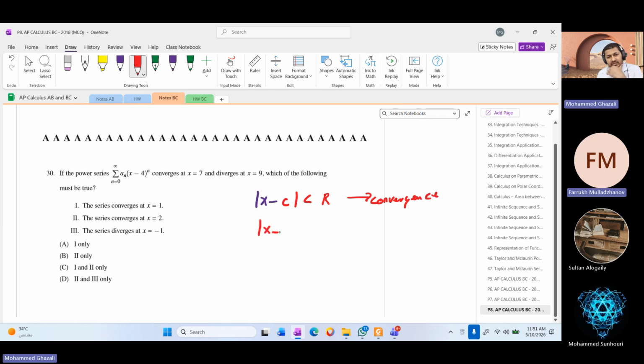For the ratio test, it's x times a_n plus 1 divided by a_n. And when this is greater than r, it diverges. Right, very good. Now let's look at this. What's the value of c here? 4.